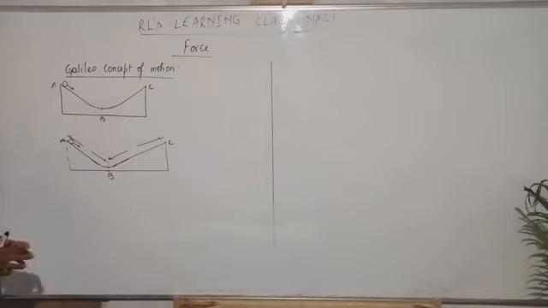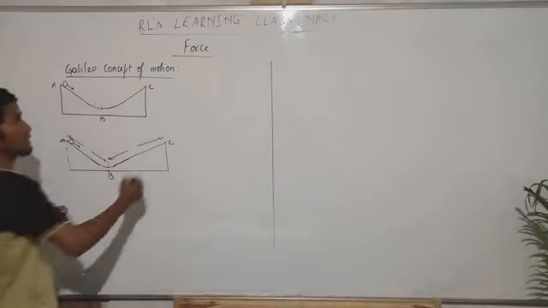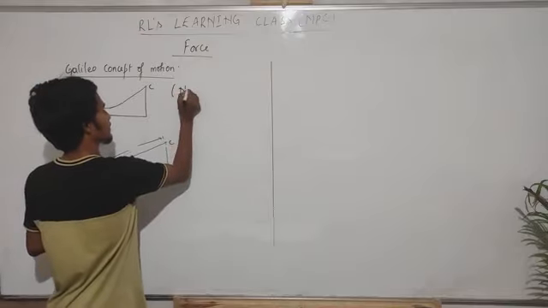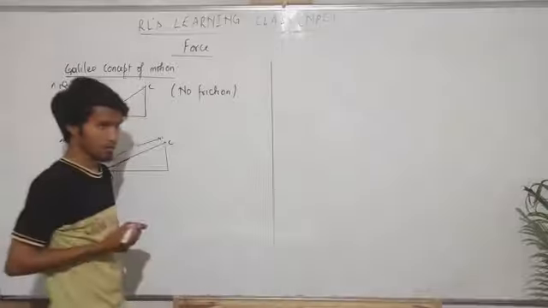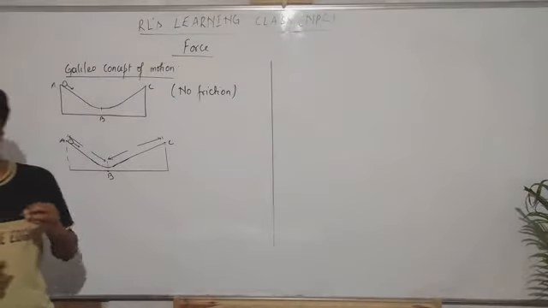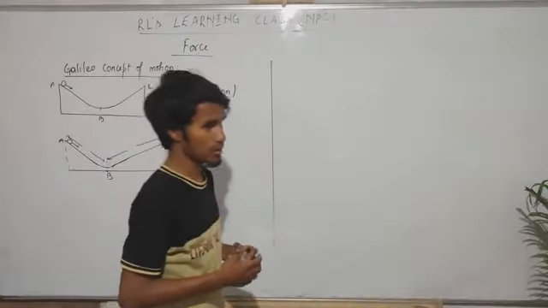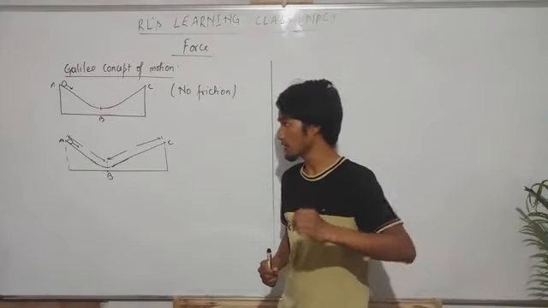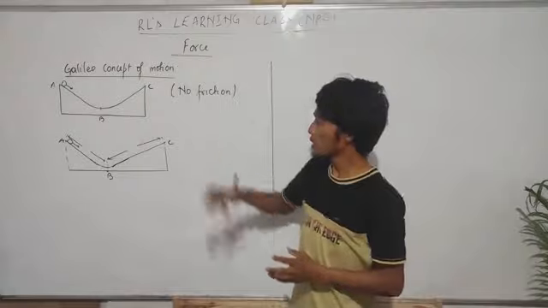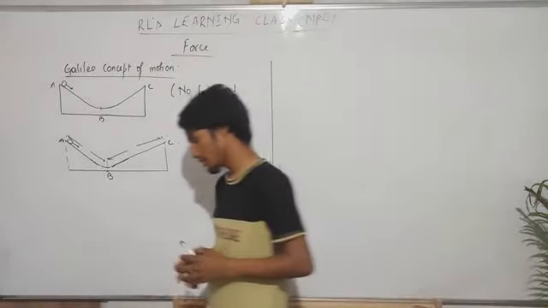Now here's Galileo's concept of motion. Consider there is no friction. In Galileo's concept, he neglects the friction, because in reality, wherever we make an object move, there is always friction. But in this theory, he neglects the friction.